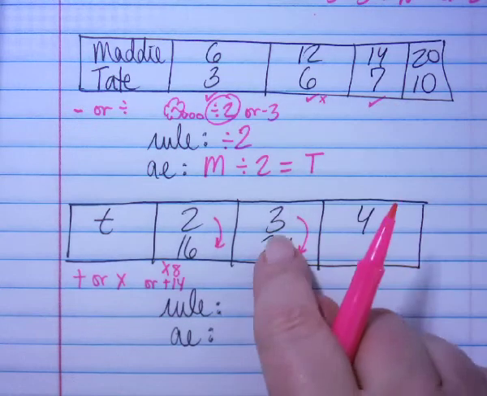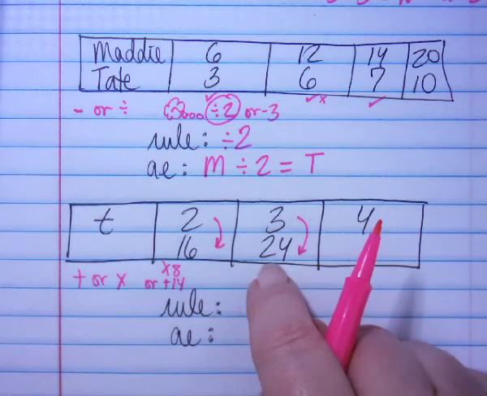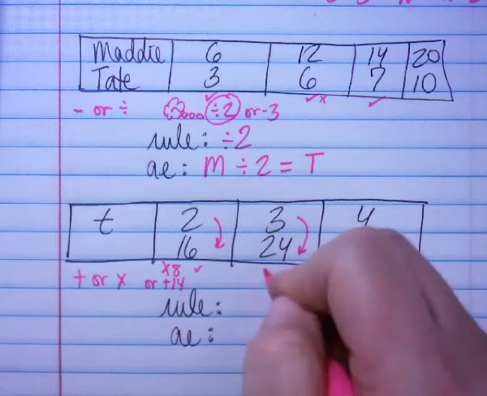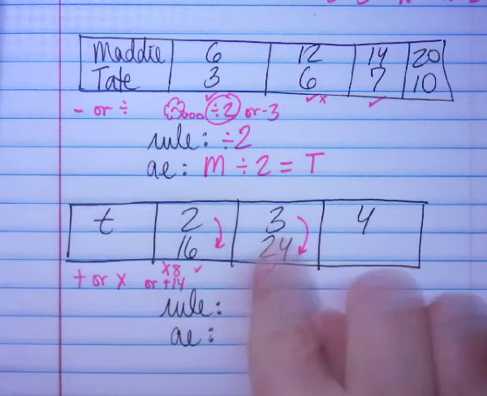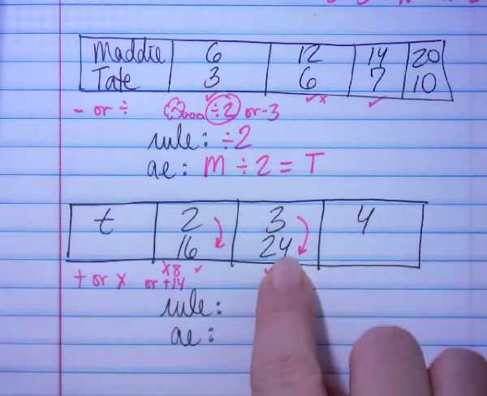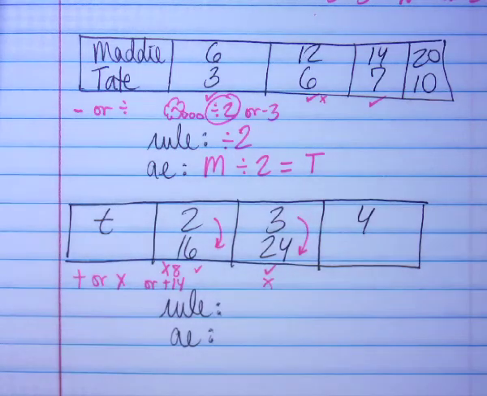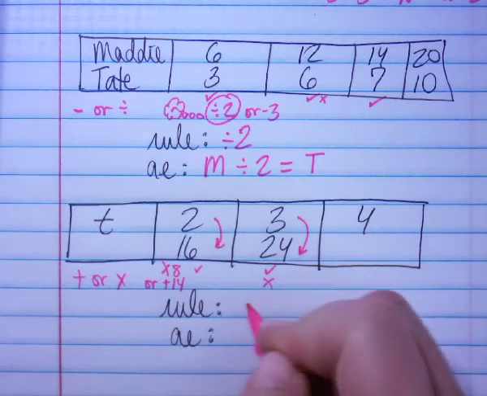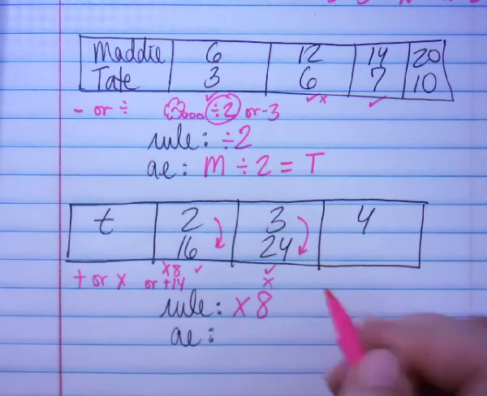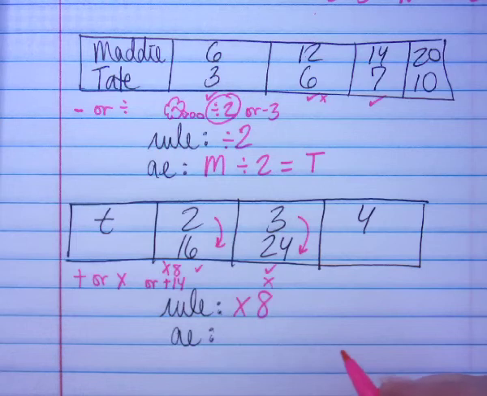All right, so let's try it out. 3 times 8 is 24. Okay, that works there. Boom, boom. 3 plus 14 equals 17, not 24. All right, so what's our rule? What's our rule, Philip? Times 8. What's our algebraic expression? What is it, Rachel? T times 8.